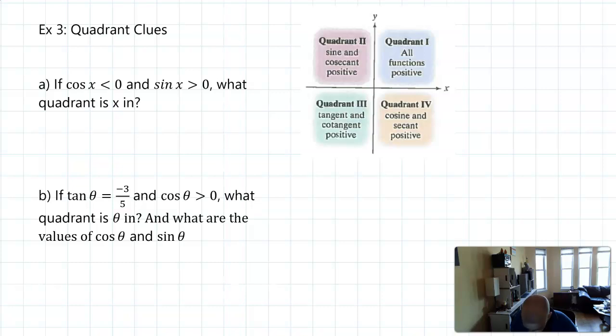Well, let's think about this. Cosine of theta is defined as x over r, and sine of theta is defined as y over r. So if cosine of x is less than 0, that means the x coordinate of a point on that angle must be negative.